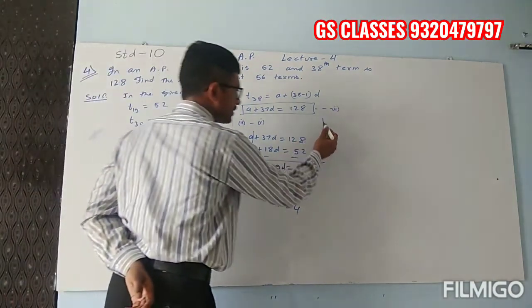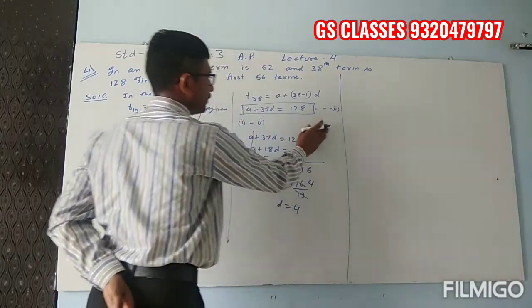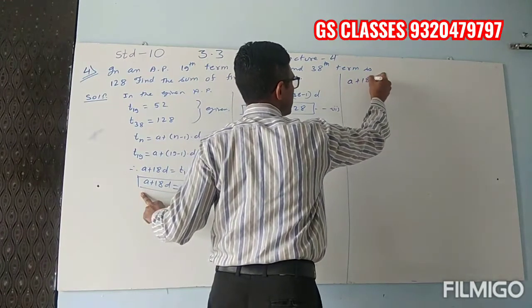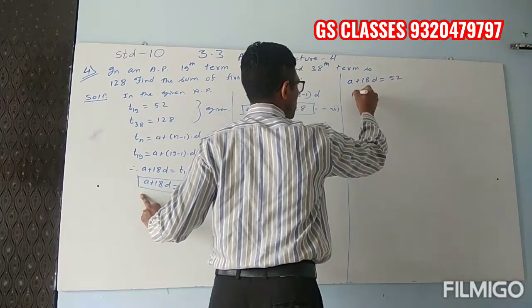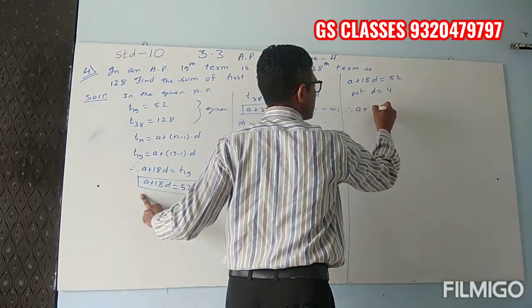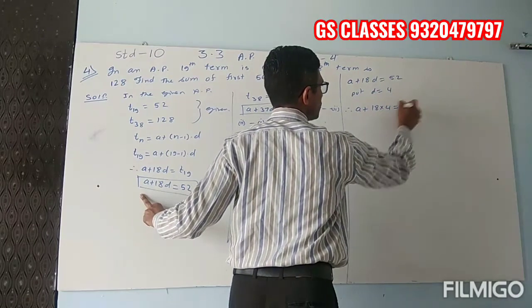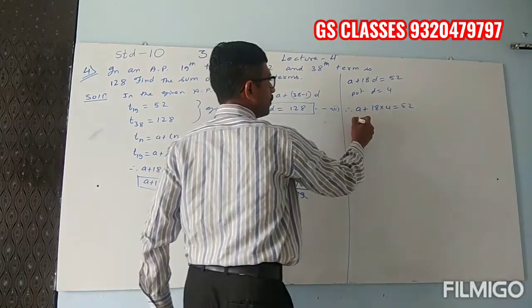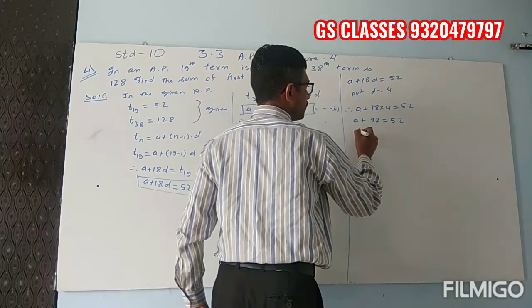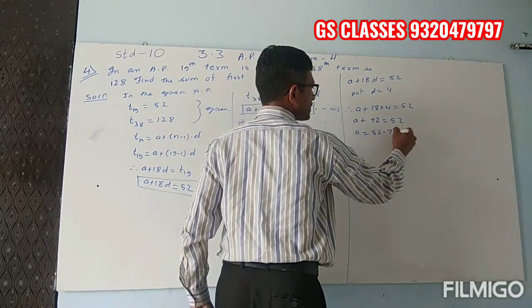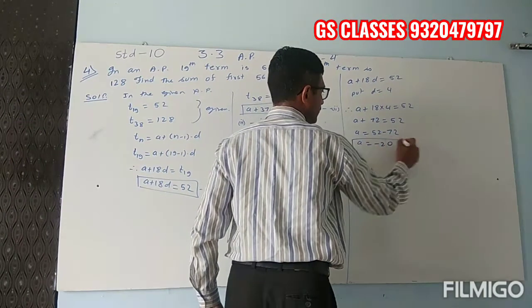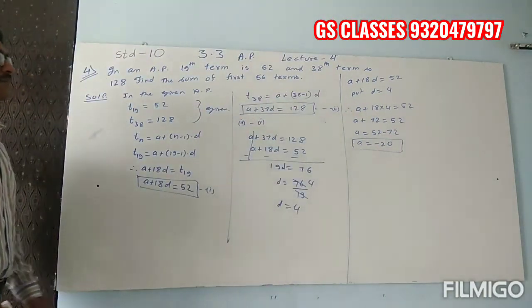Now substitute this value in any of the equations. A plus 18D is 52. Put D equals 4. So A plus 18 into 4 equals 52. Now A plus 18 4s are 72 equals 52. A equals 52 minus 72. A comes out as minus 20. That is the value of A.